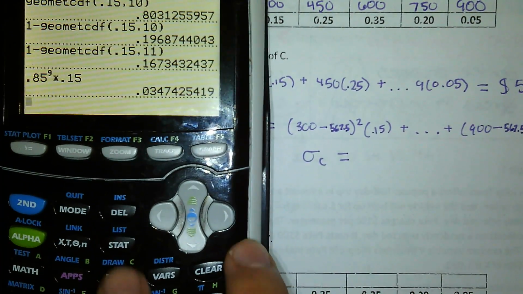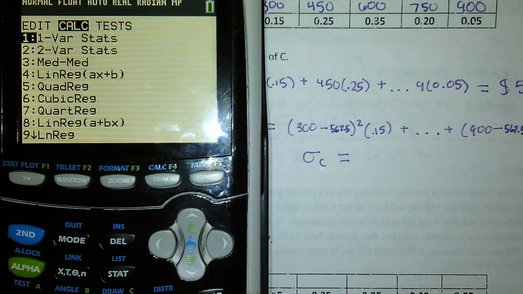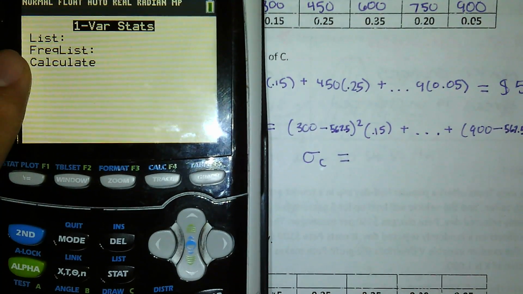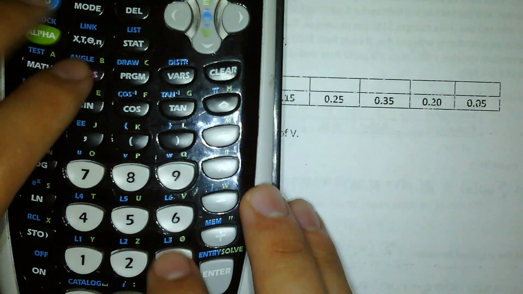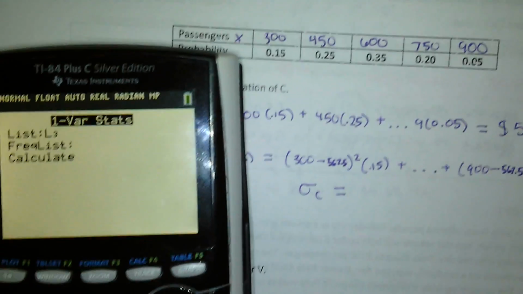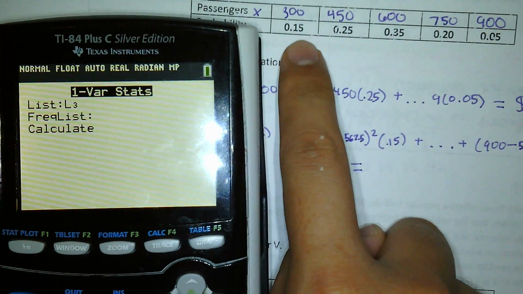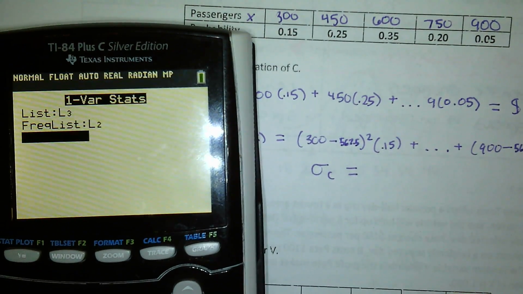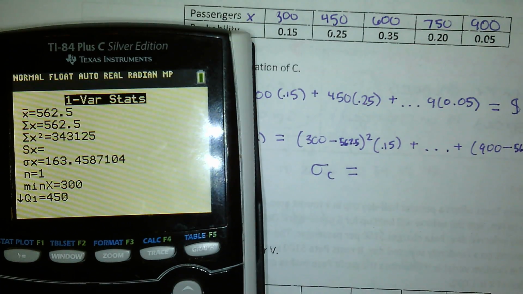We are going to go to stat, we're going to select calc, and we're going to select one variable statistics. Now our list is what we are looking at. So for here, the x values on our list, that was in L3, so again, second L3. And the frequency is how often they occur, right? Our relative frequencies, our probabilities. Well, I typed that into L2. So this is going to find the statistics between those values.